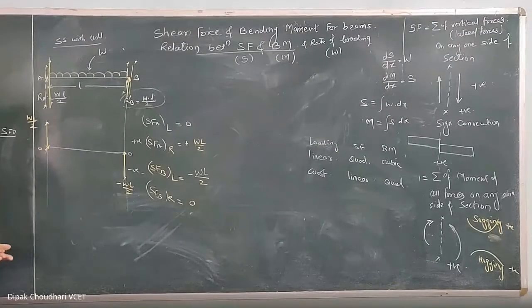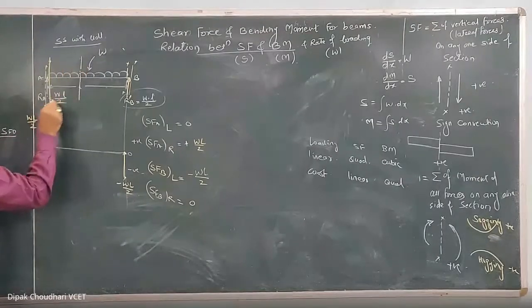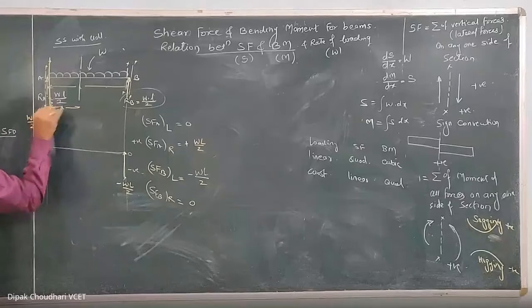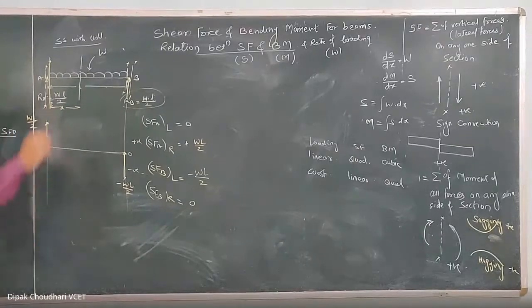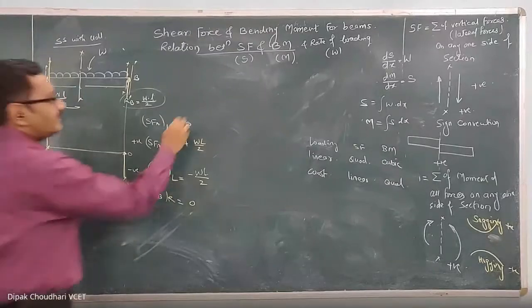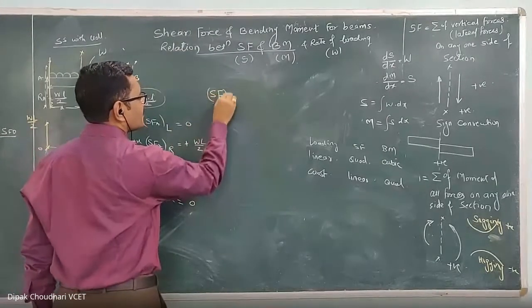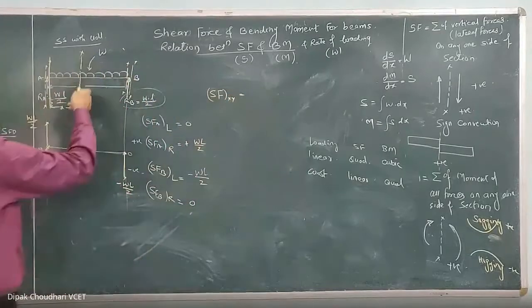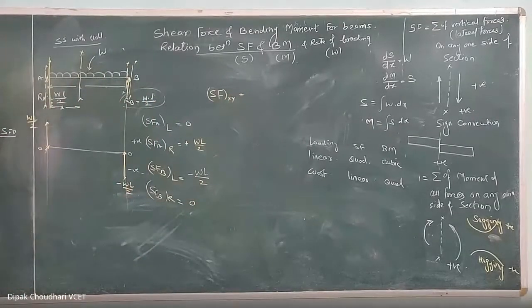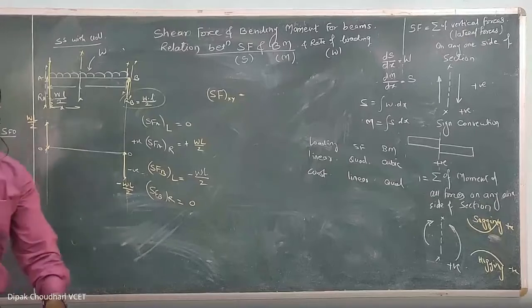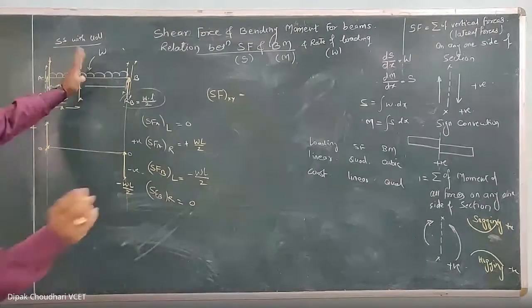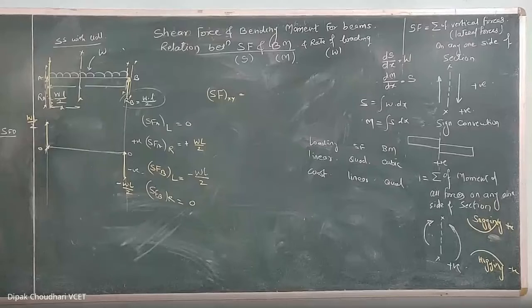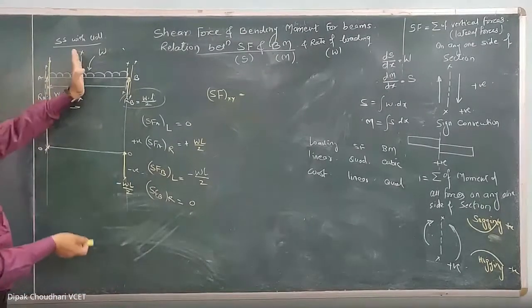For that, I will consider one imaginary section at a distance of x from A. Consider this imaginary section XX at a distance of x, and there I am going to calculate the shear force at this section XX. Now how to calculate the shear force there? The summation of vertical forces on either side of the section, only forces. So what will be the shear force at this section XX?